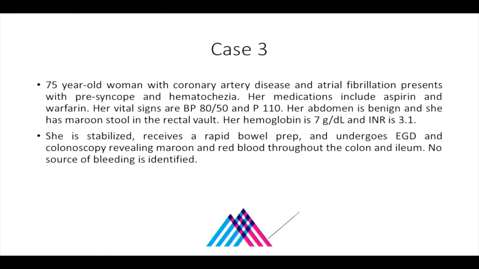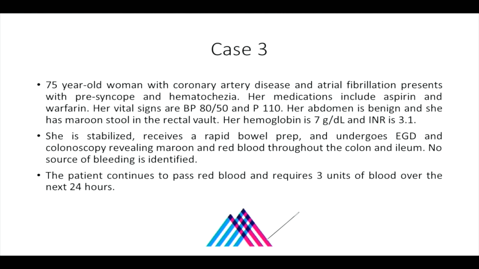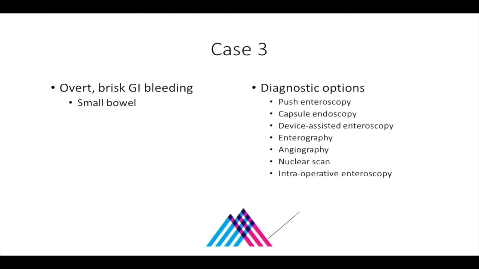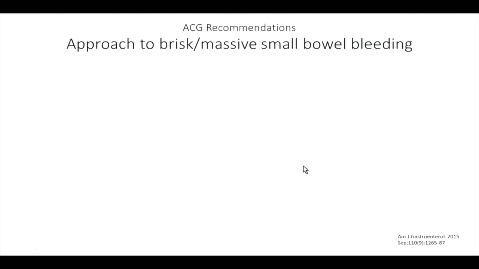She is stabilized, receives a rapid bowel prep, and undergoes EGD and colonoscopy, revealing maroon and red blood throughout the colon and ileum, but no source is identified. The patient continues to pass red blood and requires 3 units over the next 24 hours. So this patient is having an overt brisk GI bleed, presumably from the small bowel. And again, we have the same menu options. So what do you offer this patient?